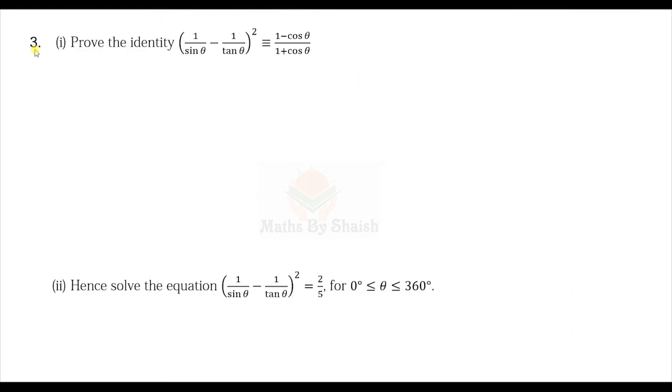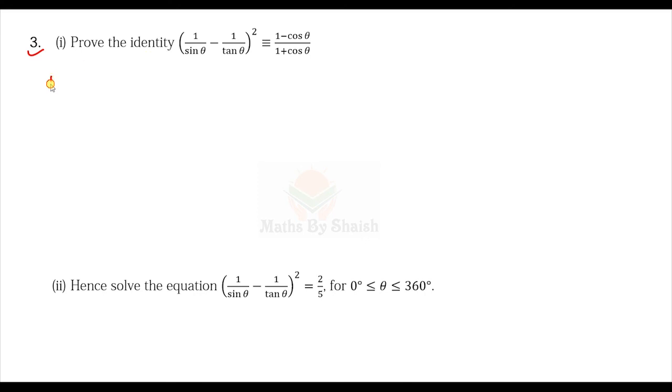Here is question number 3. Prove the identity (1 over sin theta minus 1 over tan theta) whole square is equivalent to (1 minus cos theta) upon (1 plus cos theta). Again, if you are going to prove the identity, there are only two identities in the AS level. First one is tan theta is sin over cos, and next is sin square plus cos square is 1. So we are going to use it.